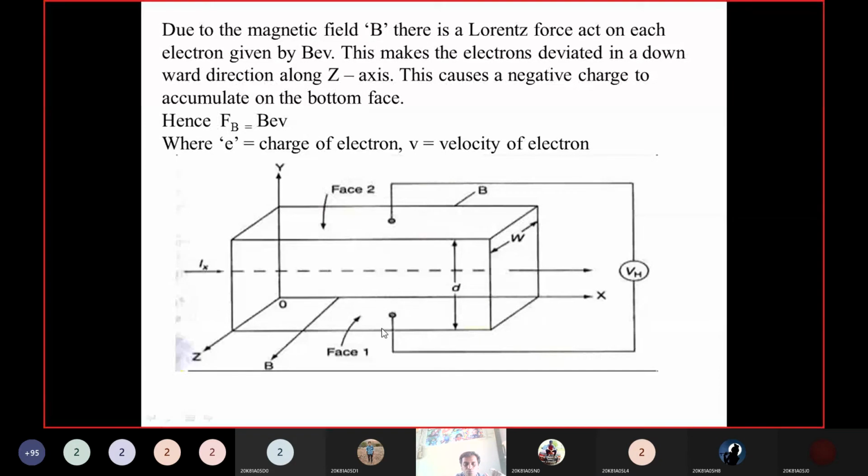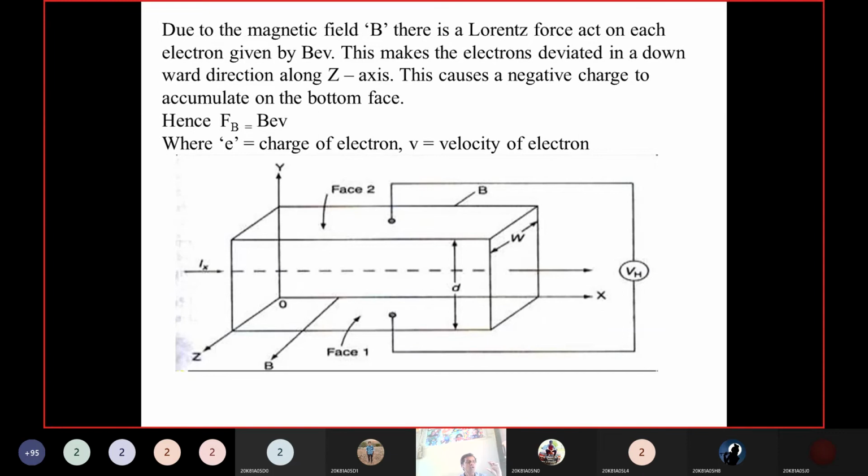Okay, what is the formula? Why is the force developed? According to Lorentz, if any charged particle is moving inside a magnetic field, a force will act on it. If any charged particle is moving inside the magnetic field, force is acting on the charged particle.